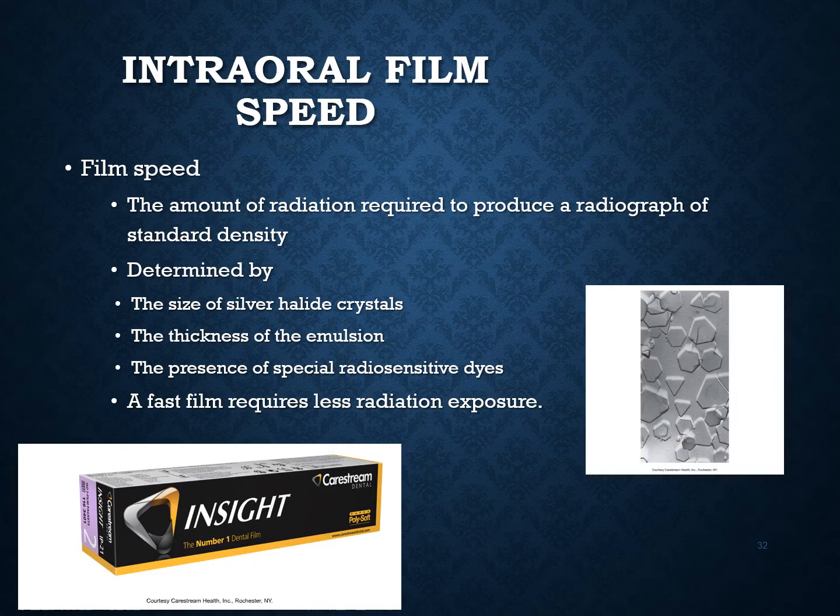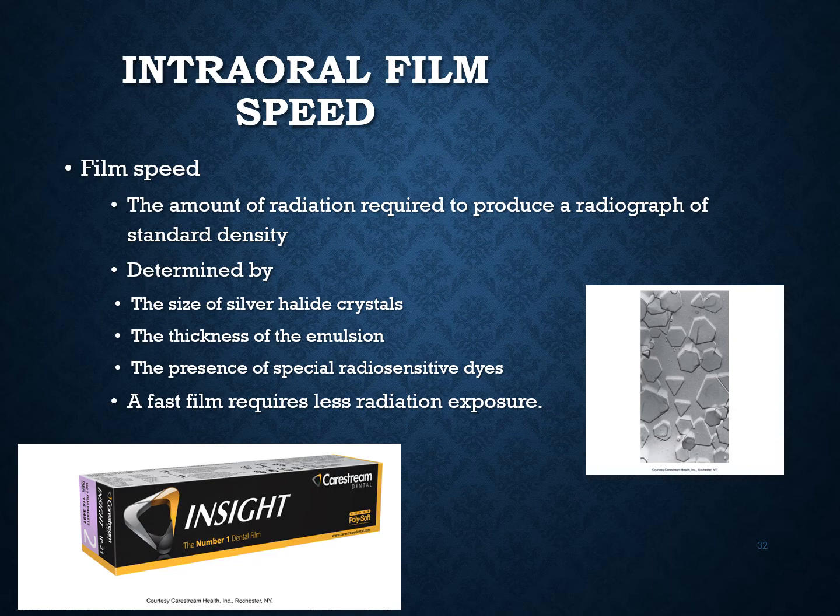Okay, so now we're going to get into film speed. Film speed is the amount of radiation required in order to produce a radiograph of a standard density. It's determined by the size of the silver halide crystals, the thickness of the emulsion, the presence of special radiosensitive dyes, and a fast film requires less radiation exposure. Okay, so if it is a fast film, it needs less radiation exposure.